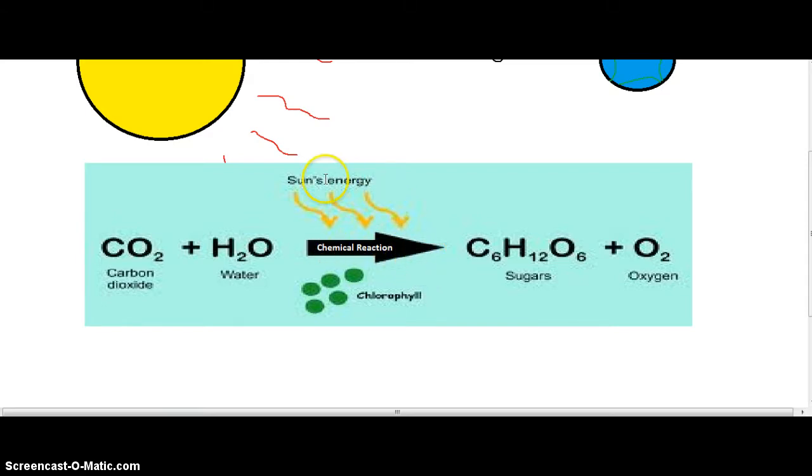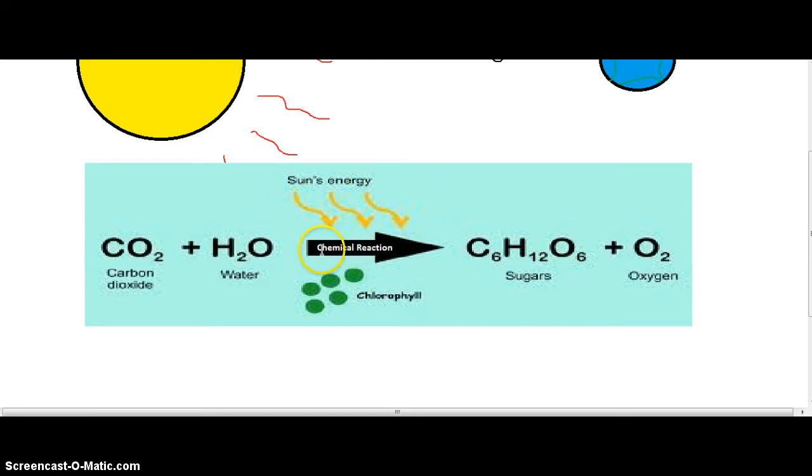What does it require? It requires light energy. Now, sun's energy needs to be more specific because the sun releases a bunch of energy: ultraviolet radiation, heat, gamma rays, you name it. So we can't say sun's energy really. What we're talking about is light. Light energy is needed for photosynthesis. The light from your smartphone can make photosynthesis happen, okay?